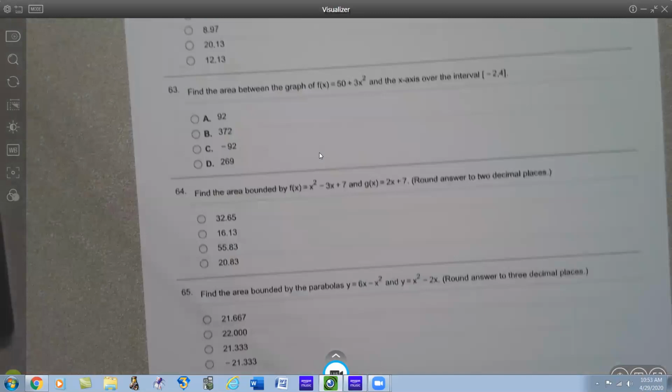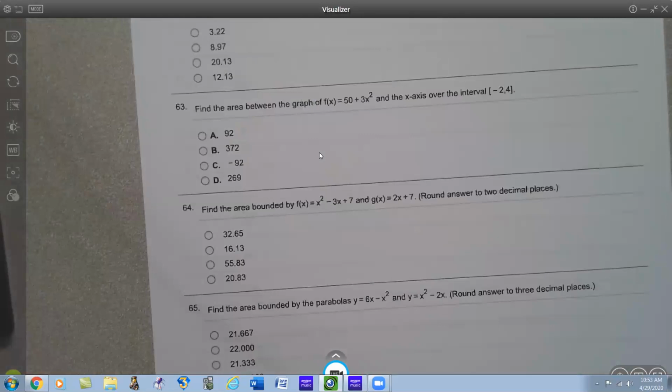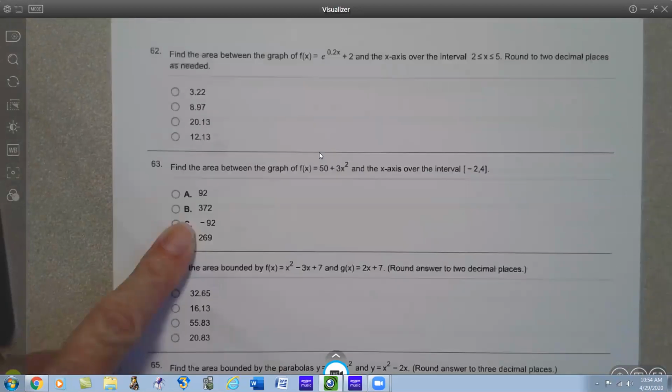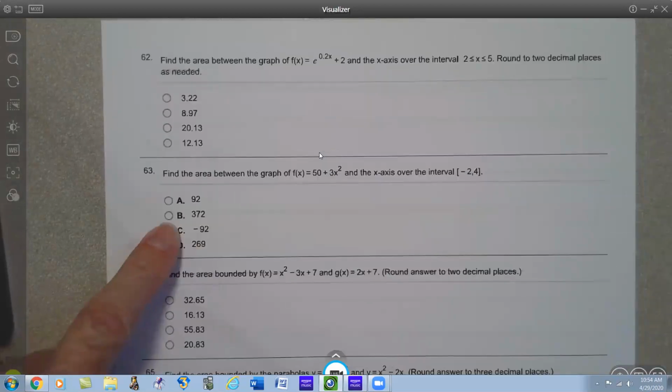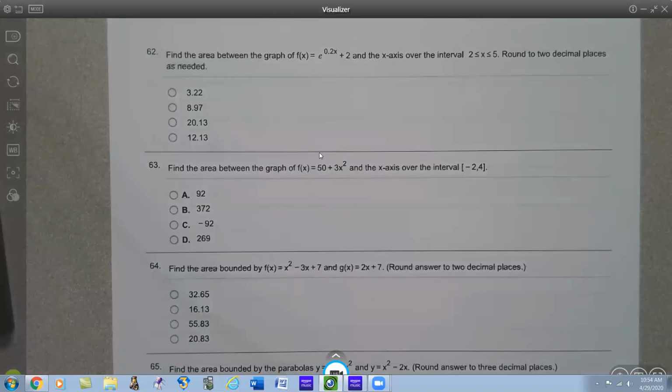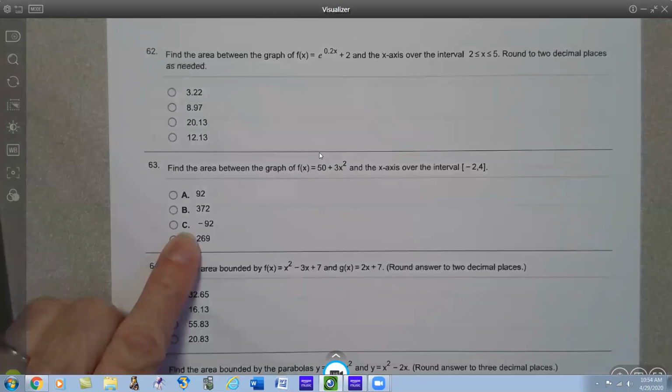This is finding areas. You need to graph them and make sure everything's positive. In these two problems, 62 and 63, you could do that via a calculator. Since it says the word area, if you do the absolute value of these over that particular interval, you could graph it. The C answer here on 63, no. Area can never be negative, so that one's automatically kicked out.